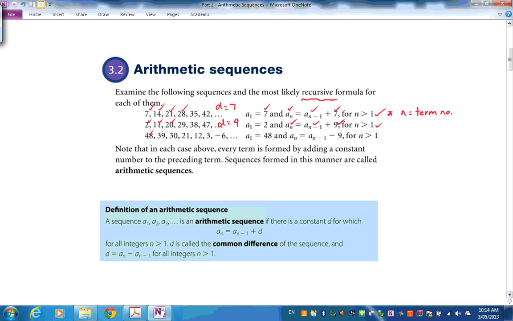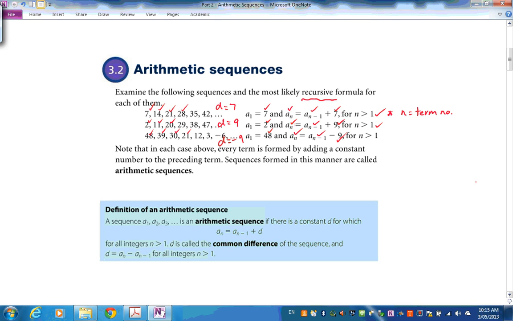48 down to 39, down to 30, etc. The difference here is, what is that? Negative 9. It's going down by 9. So therefore any term is the preceding term take 9. And to actually create those sequences, you must know the first term, so that you can use the recursion idea and add a number on or take it off.